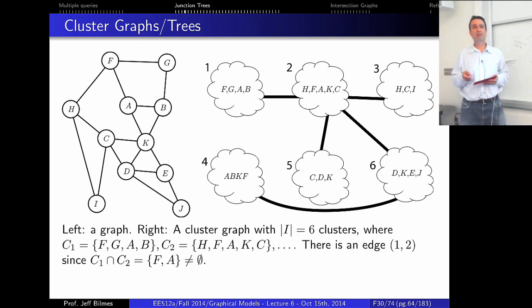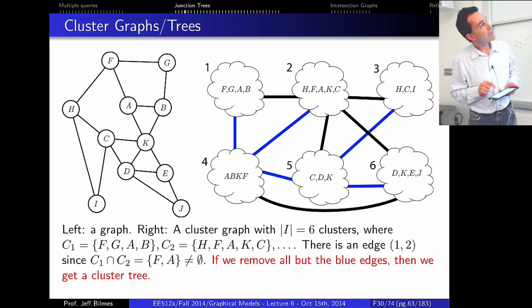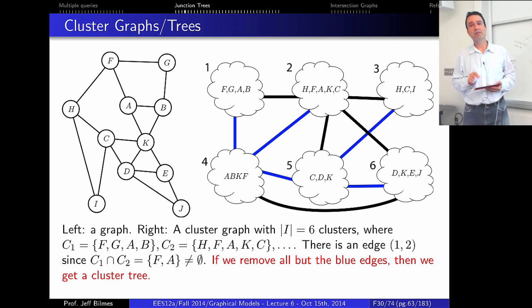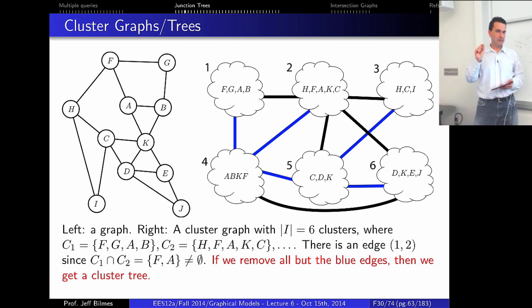Why is it a cluster tree? Because there are no cycles in the cluster graph. It's a cycle-free cluster graph. That's a cluster tree. I could remove edges other than the blue edges. In fact, I could remove the black edges, and I'd get a cluster tree corresponding to just the blue edges. But it has to be a tree. For it to be a tree, it has to be connected. The clusters have to be connected, and in a tree, there's necessarily a unique path between any two clusters.